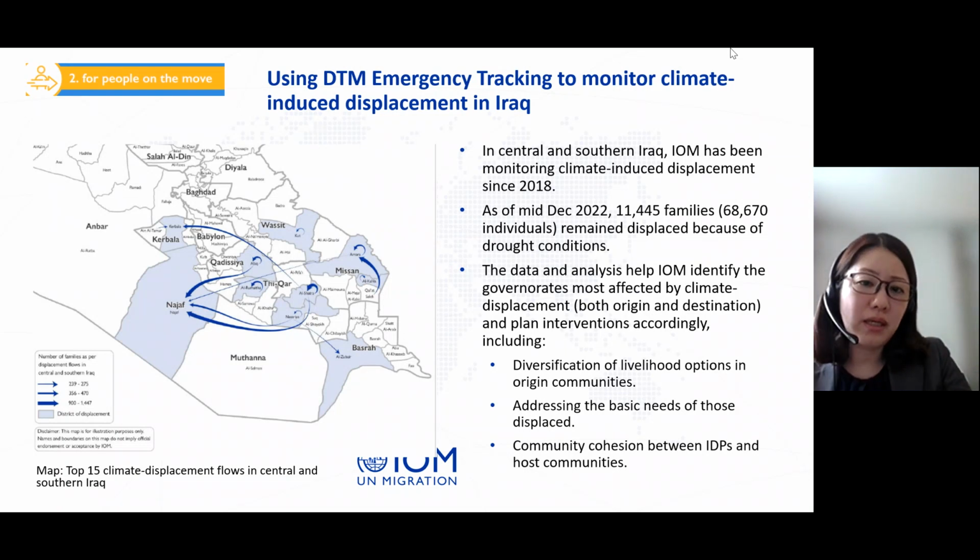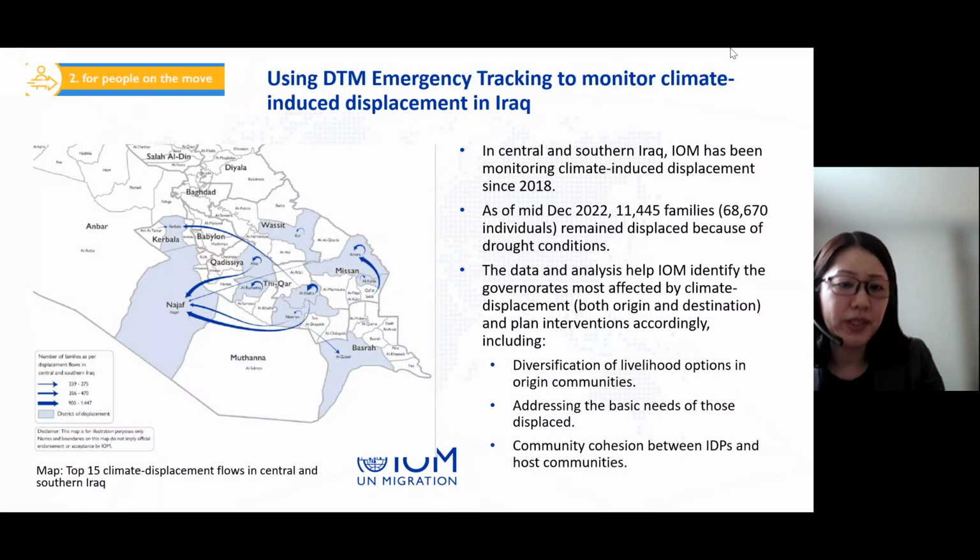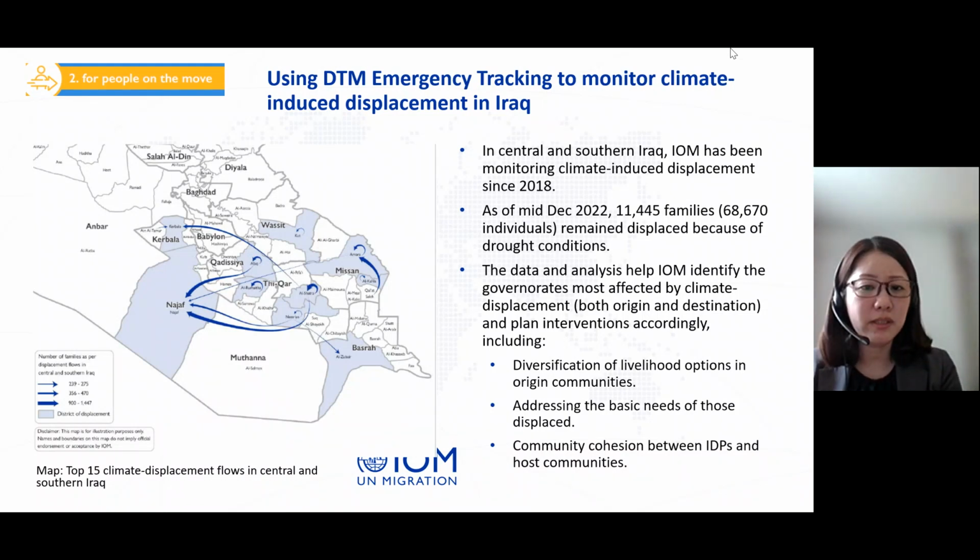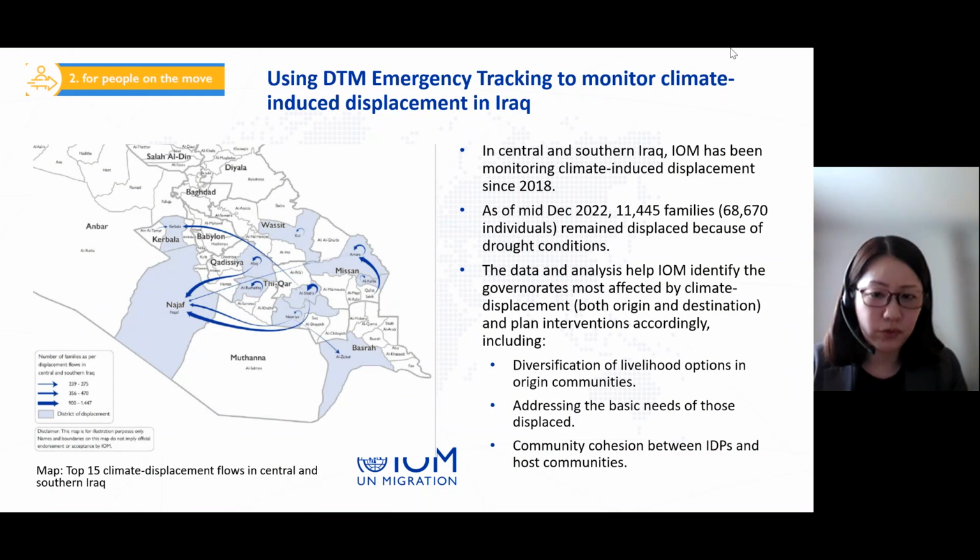The data and analysis that we gather through this tracking help us to identify the governorates most affected by climate displacement and also plan interventions accordingly, including diversification of livelihood options in origin communities, addressing basic needs, and also community cohesion, especially focusing on the host community.